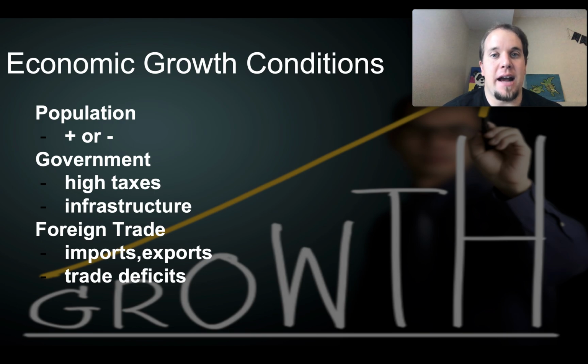That will have an impact on growth as well. So just because it's higher taxes doesn't mean necessarily that it would have a negative impact on the economy. And then foreign trade, imports and exports. Imports, again, are products that are coming into the country. Exports are products that are leaving the country.